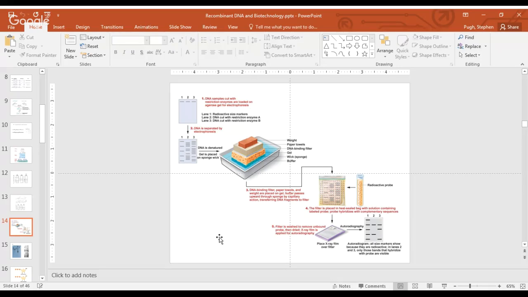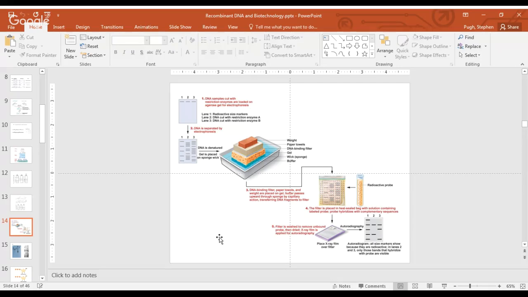So what we're going to do is create what's called a radioactive probe. This is a probe that consists of a small piece of DNA with maybe 20 to 30 base pairs that has a radioactive marker attached to it. And we're going to wash it over the piece of filter paper that has the DNA. And any place where the DNA in the radioactive probe can find a complementary sequence, it will bind to the DNA in the filter paper and be attached to it.